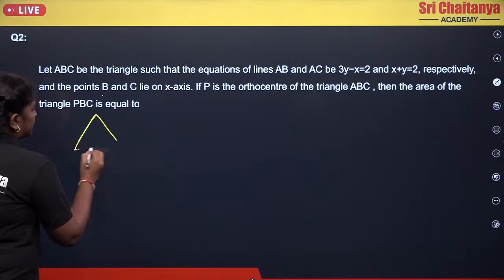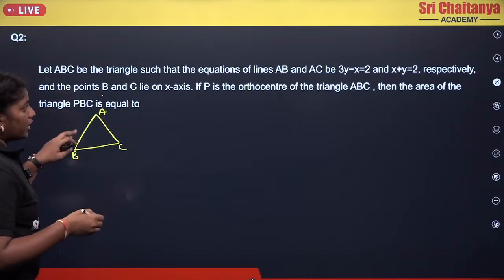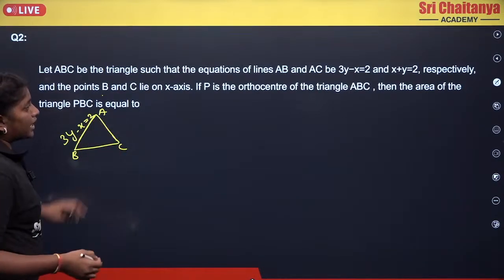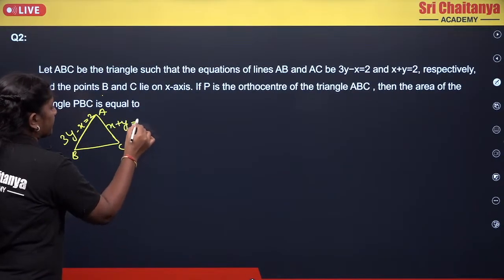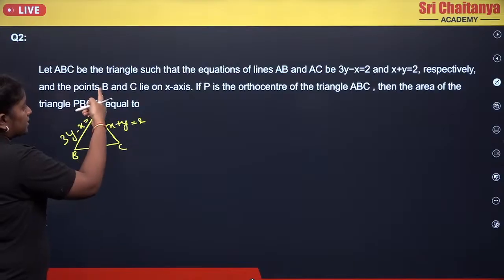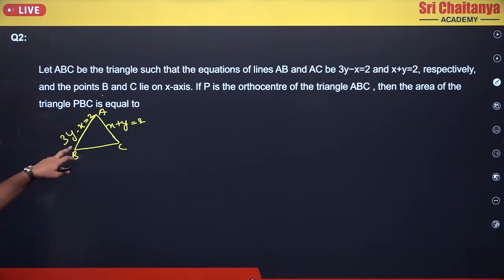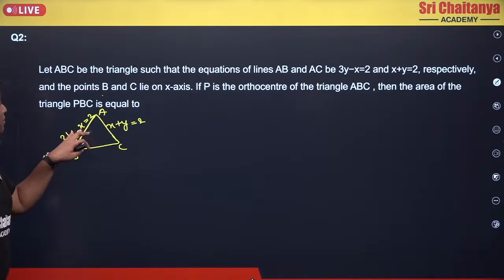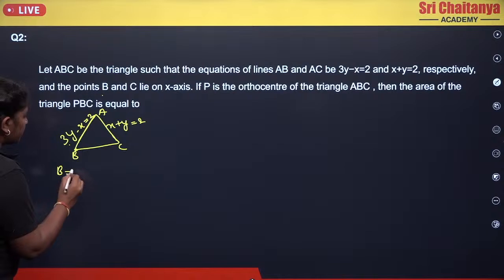So, coming to here, let's take the triangle ABC. Now, the AB side will be taken as 3y minus x equals 2 and AC will be taken as x plus y equals 2. Okay. Now, B lies on the x-axis and C lies on the x-axis. So, if you observe clearly, B lies on the x-axis, and here 3y minus x equals 2. On this line also we will have our point B, right? So now what will the coordinates of point B be?